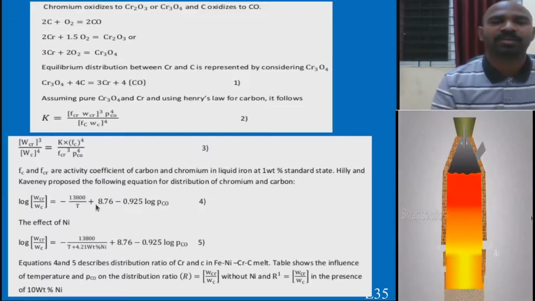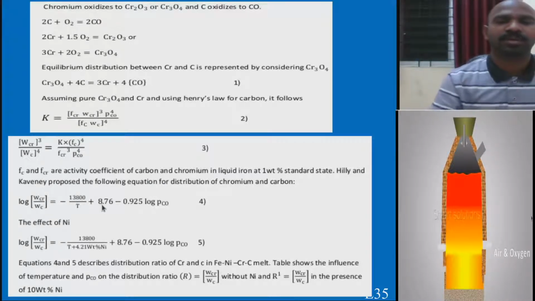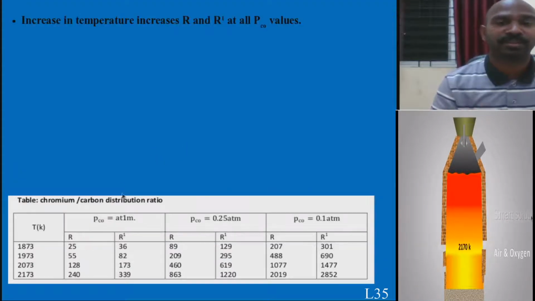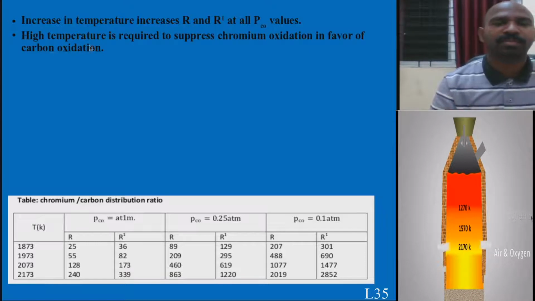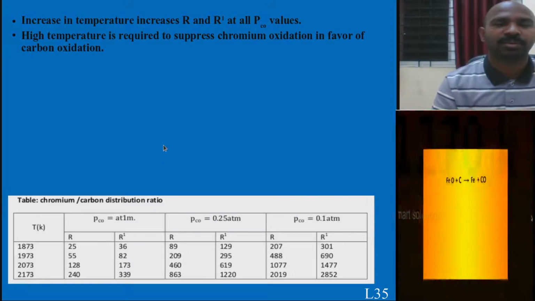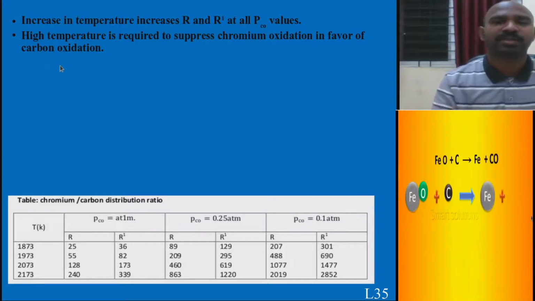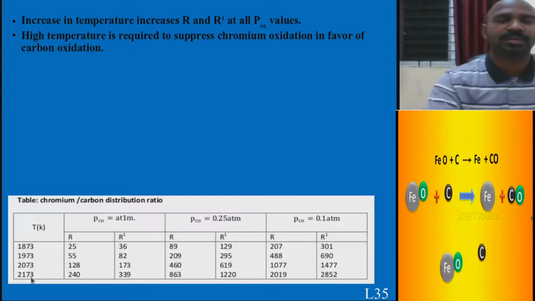Assume that this is also one numerical problem solution, and try to solve similar kinds of problems from the numerical methods in Steel Making by Dr. S.K. Dutta textbook. Refer to that textbook for more problems. For example, it suggests that a higher temperature is required. You need to suppress the chromium oxidation. Chromium is supposed to be retained in the molten steel, whereas carbon is supposed to get oxidized. For that you need more and more temperature.